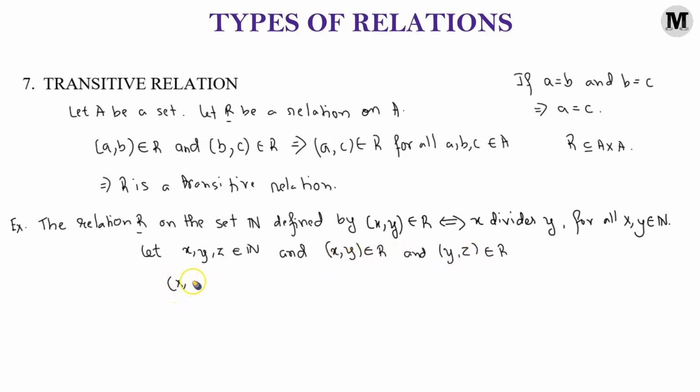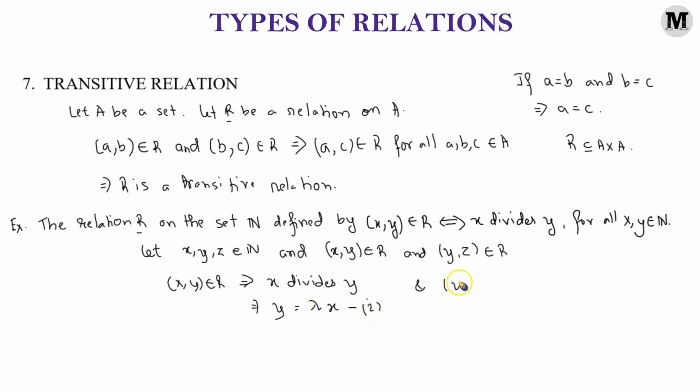Now x comma y belonging to R simply tells us that x divides y. If x is dividing y, can we not say that y is given by lambda times x? Lambda is some natural number, we don't have to worry about it. It's simply telling us that y is a multiple of x. That is the meaning of x dividing y.